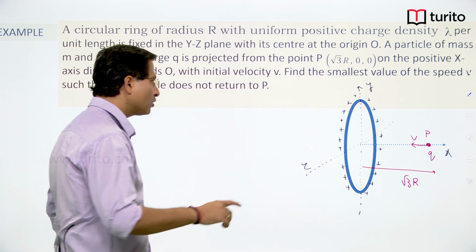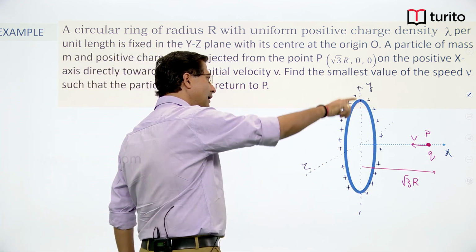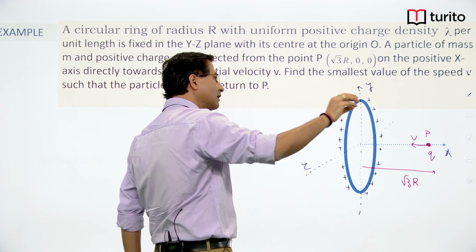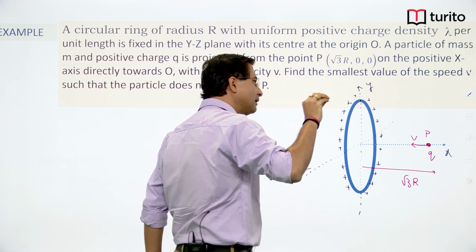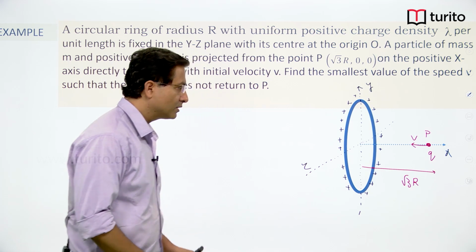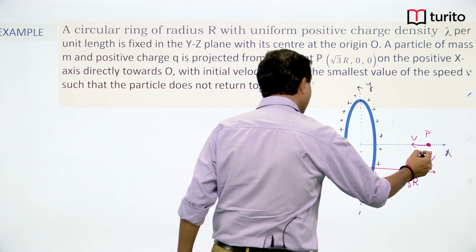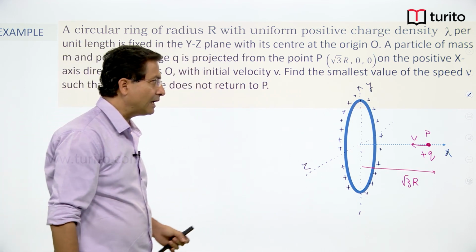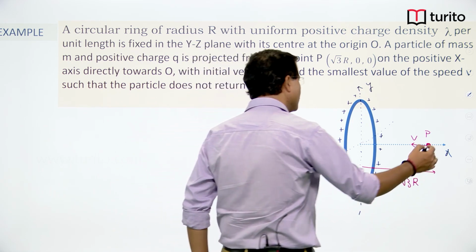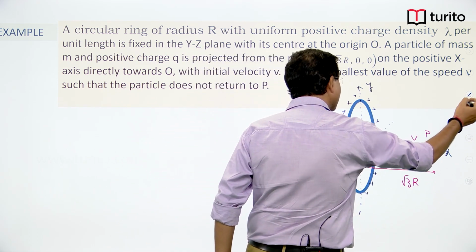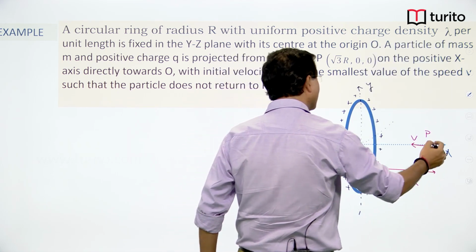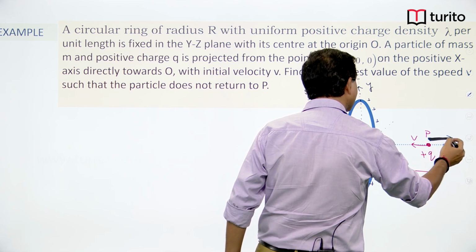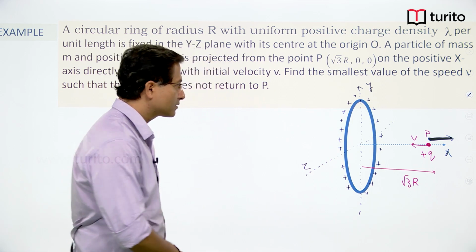And as you know, because of the ring, at any point on the axis, if charge on the ring is positive, then force or field will be away from the center. So if this charge is positive, because of the field created by the ring, it will experience repulsive force. So the electrostatic force on the charge will be like this. Let us write F.